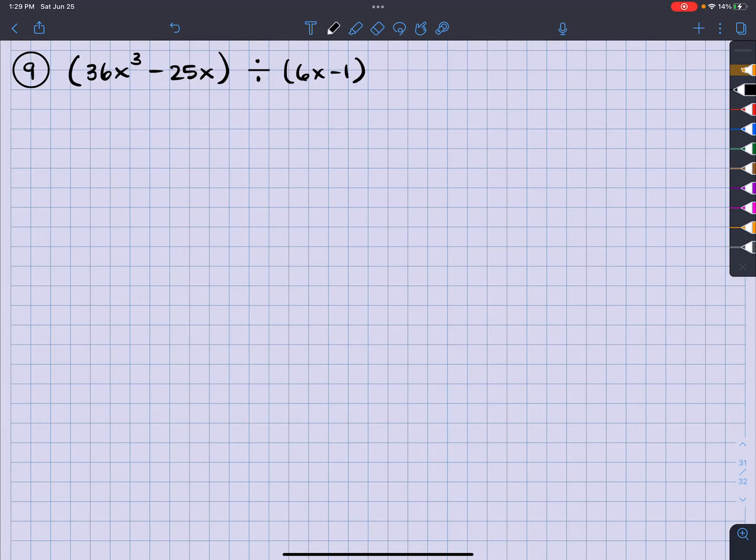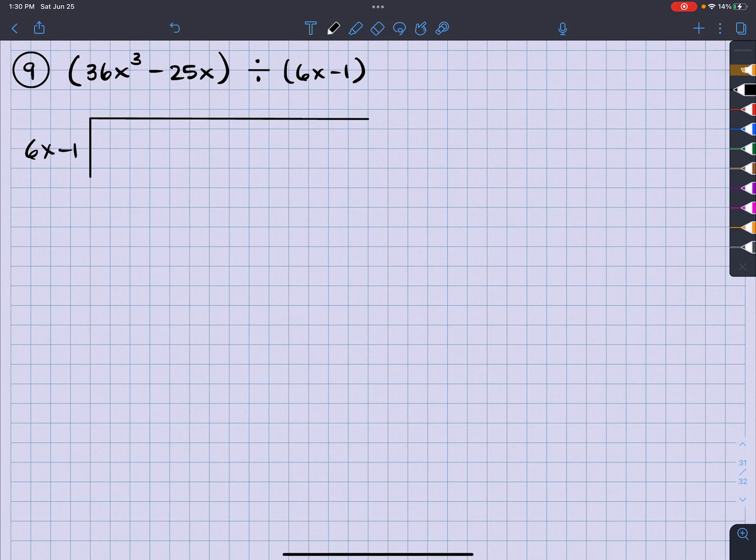All right, so we have a polynomial divided by a binomial, which we know is going to be a different process than dividing it by a monomial. So when we divide by a binomial, we have to use long division. Yikes. So I have 6x minus 1 divided by... now you're like, why are you making that line so long? Well, here's the reason why.